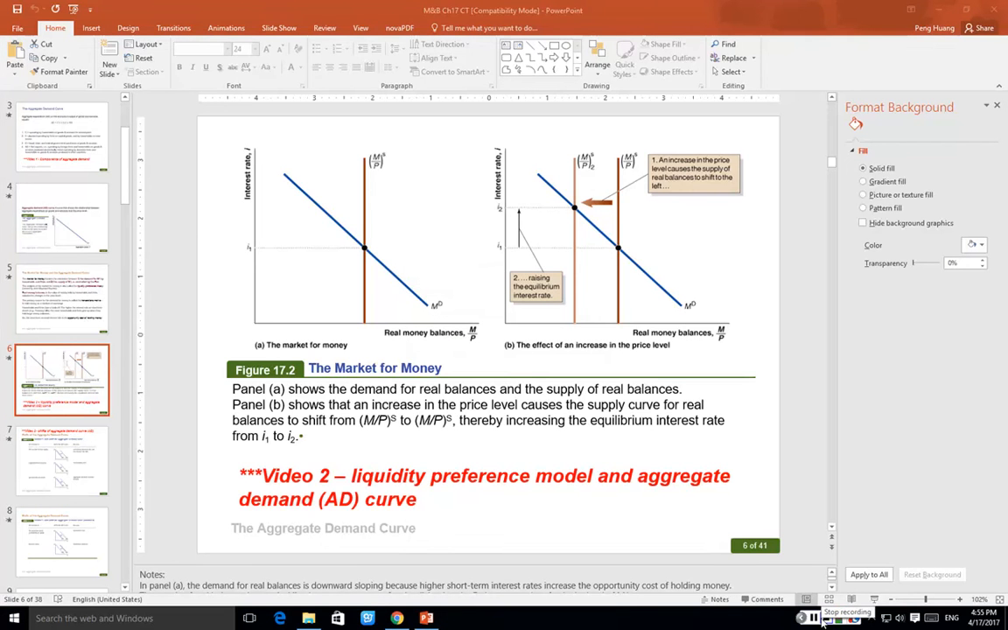Okay, now let's start it. The liquidity preference model, an aggregate demand curve. In particular, we are interested in why the aggregate demand curve is a downward sloping curve.